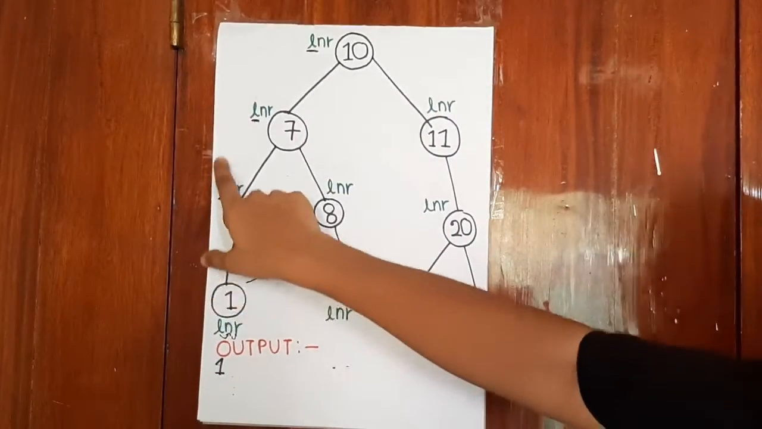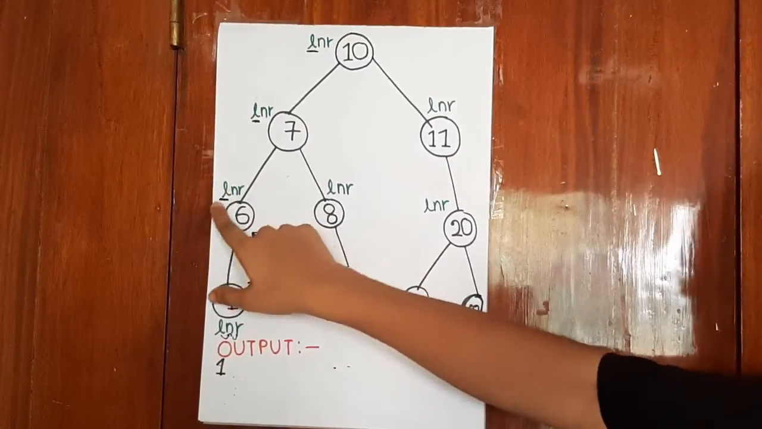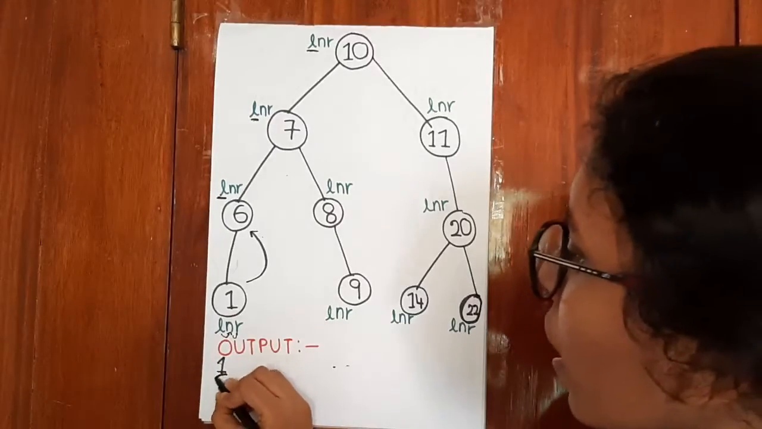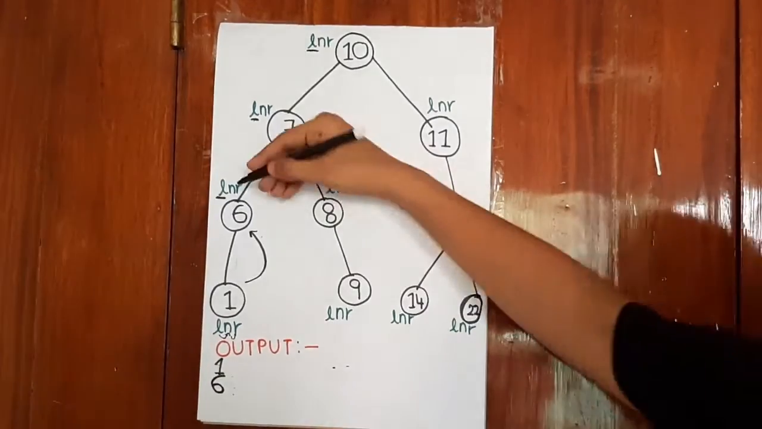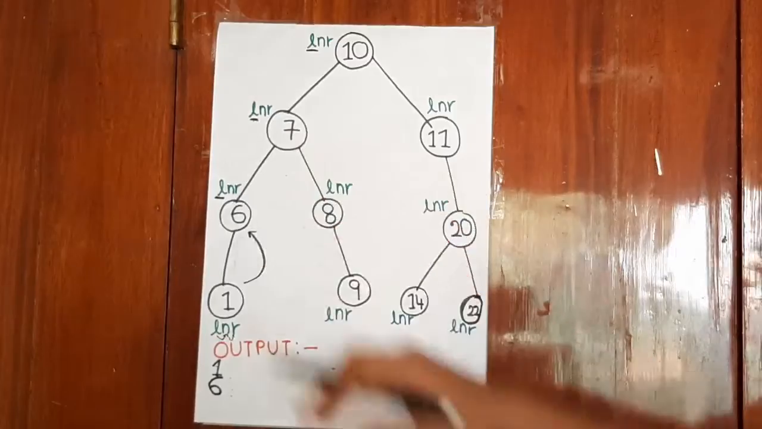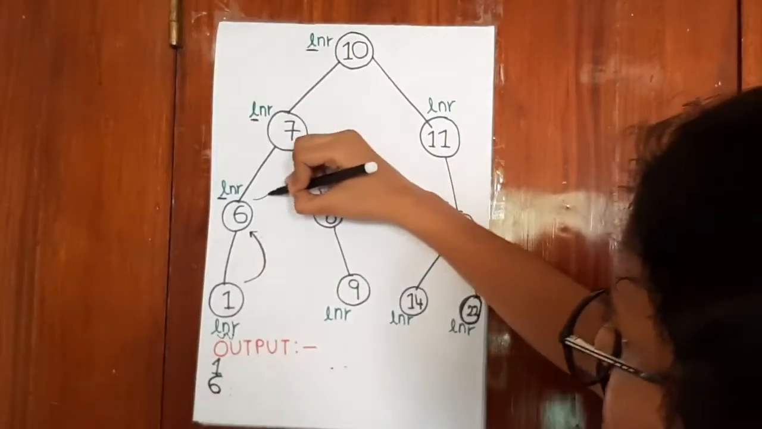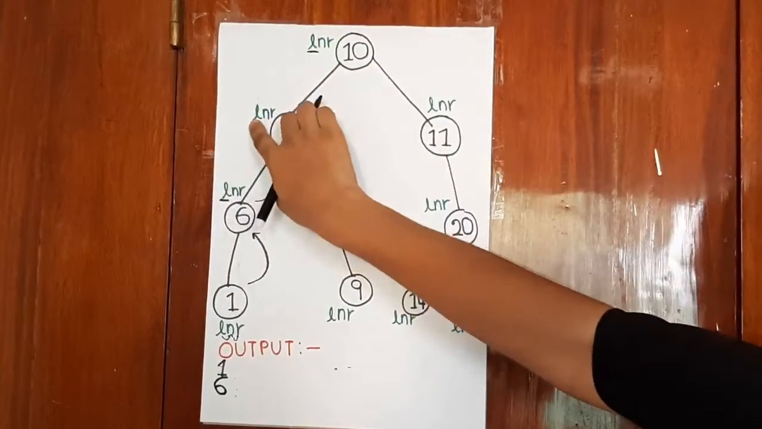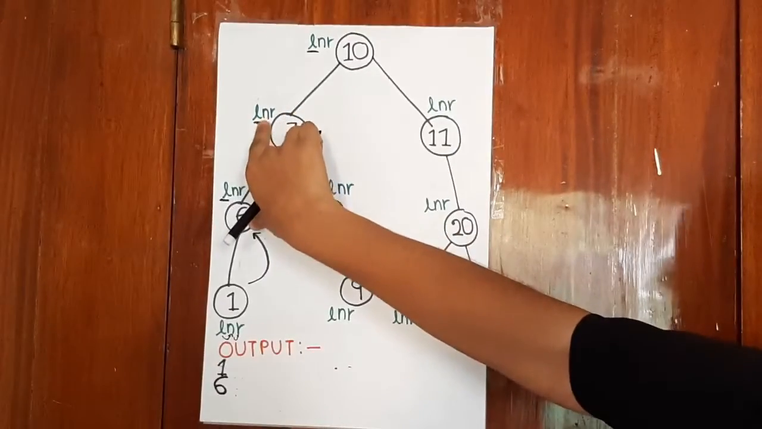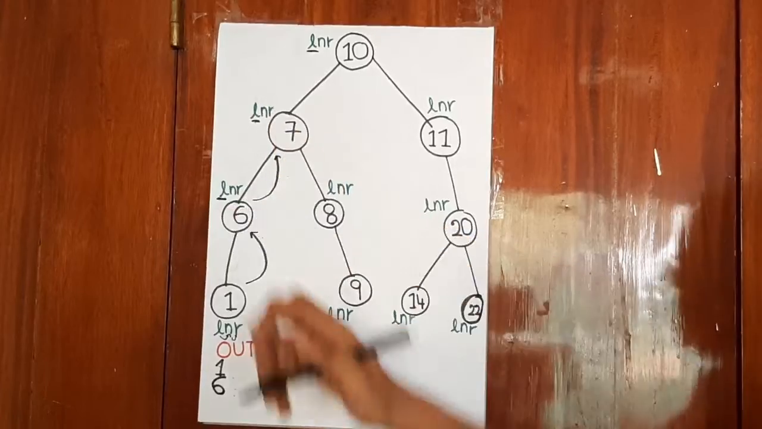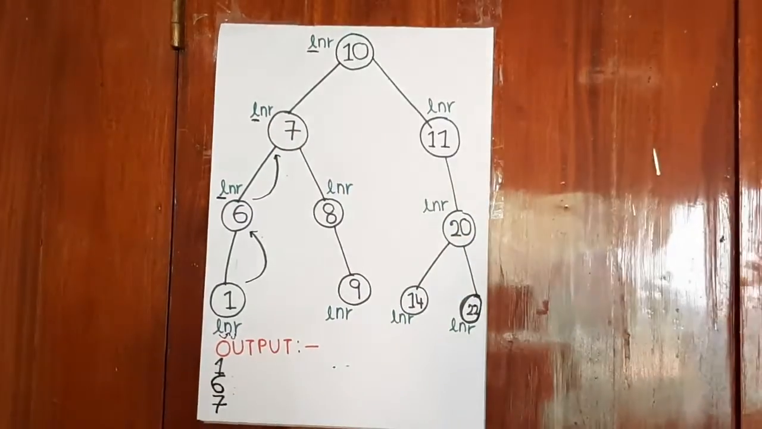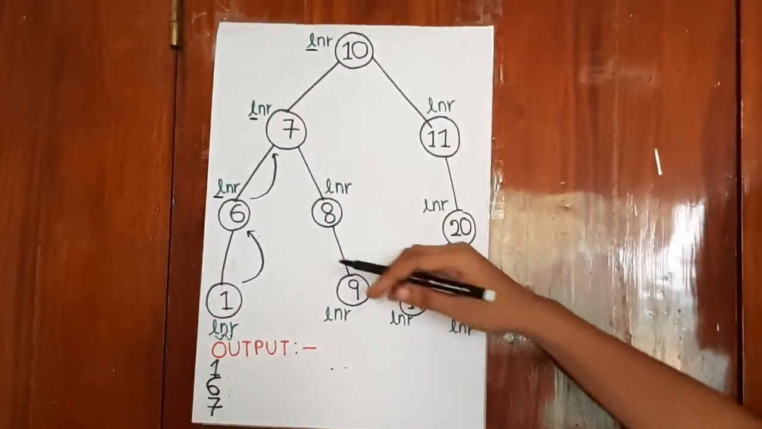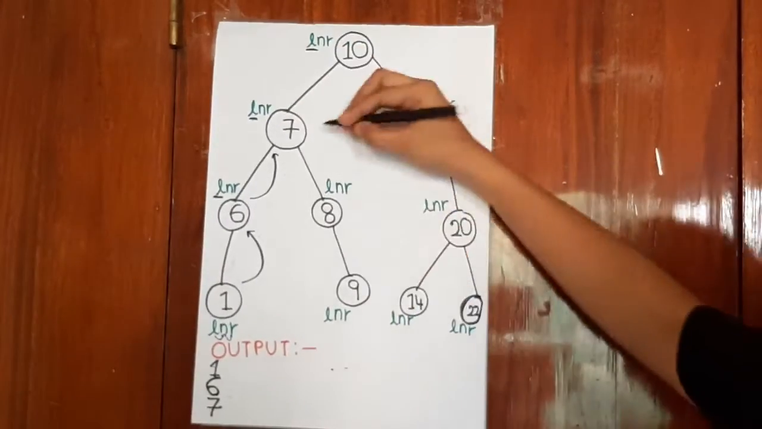Before, I had executed this part. Now it's executing this part. So it prints 6 and looks for the right side. There's no right side, so it moves back like this. This one's left was executed before, so now it executes this part. So 7 is printing here, and it moves to the right side of that node. It has a right side, so it moves here.